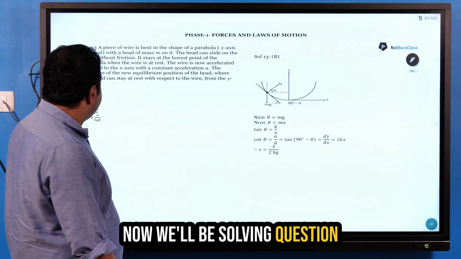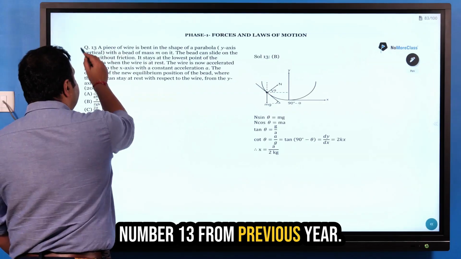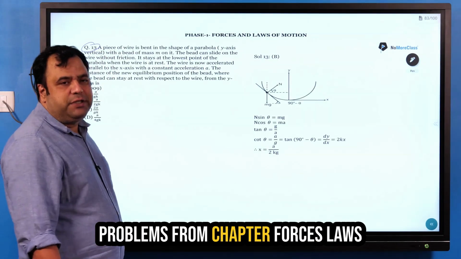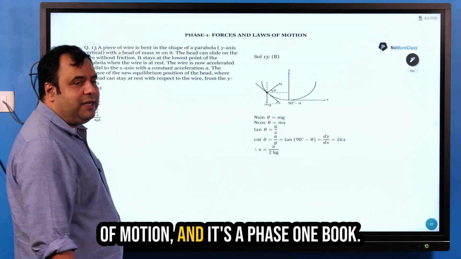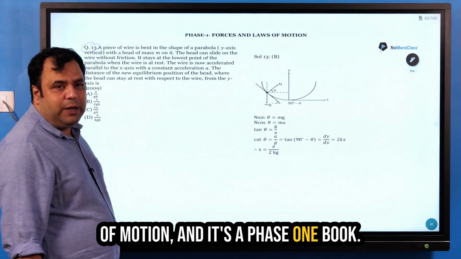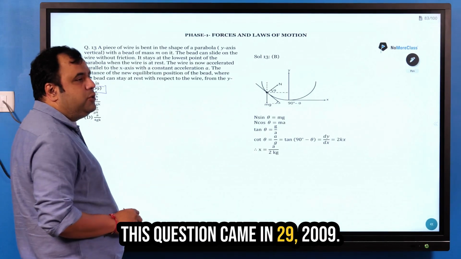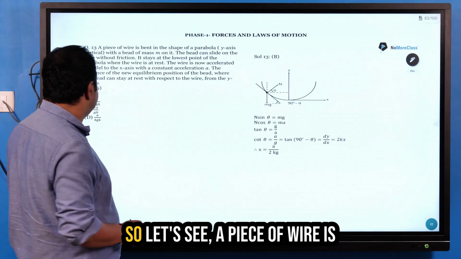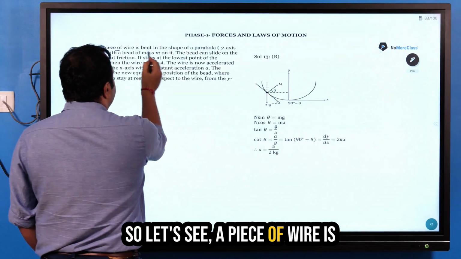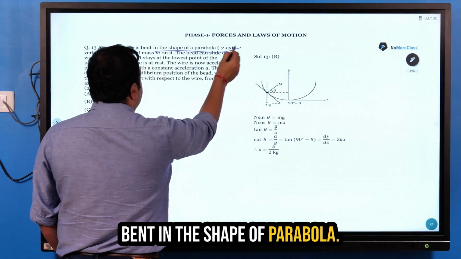Now we'll be solving question number 30 from previous year problems from the chapter Forces, Laws of Motion, from the Phase 1 book. This question came in 2009. This question came in the IIT exam. So let's see. A piece of wire is bent in the shape of a parabola.